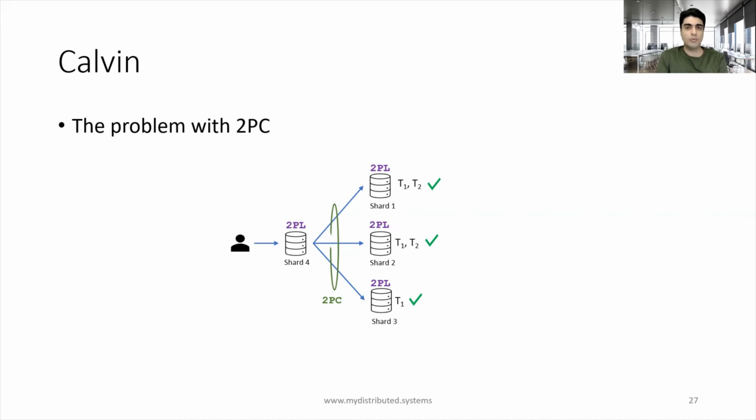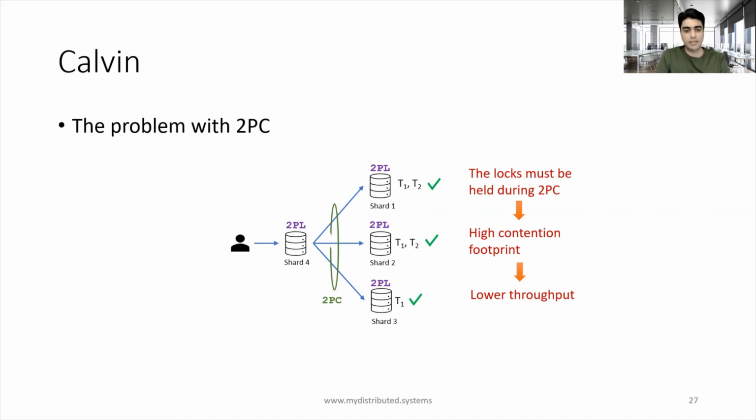And 2PC is a time-consuming procedure, right? Because it's over the network, and in the worst case, the coordinator or some of the shards may be slow or even crashed, and then during the whole time we cannot really release the lock. So this increases the contention footprint of the transactions, which in turn results in lower throughput. And this is the problem of this idea of combining 2PC and 2PL.